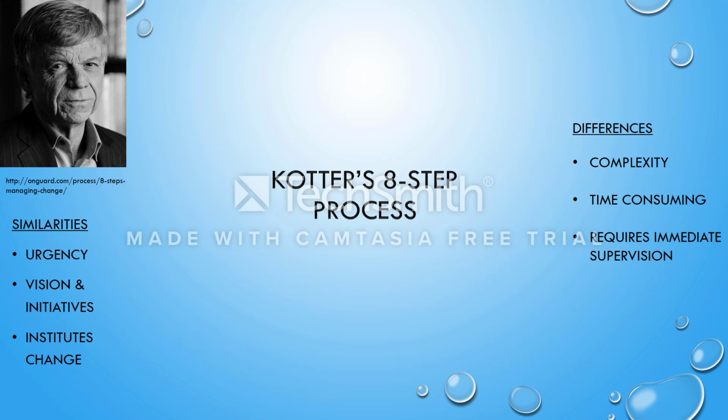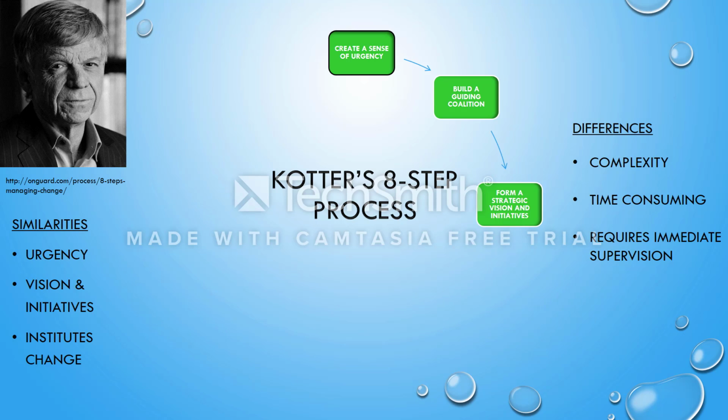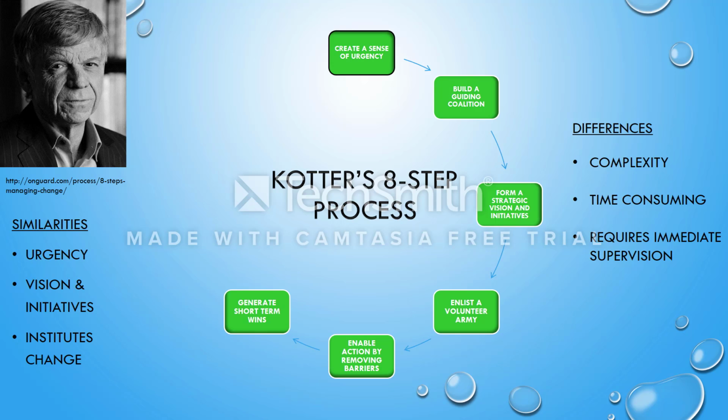Kotter's 8-step process: create a sense of urgency, build a guiding coalition, form a strategic vision and initiative, enlist a volunteer army, enable action by removing barriers, generate short-term wins, sustain acceleration, and finally institute change.